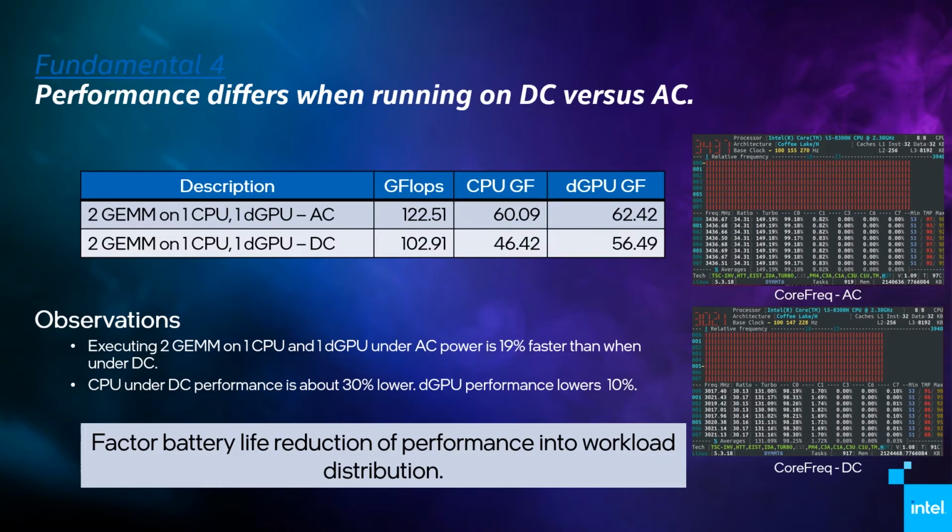And the far right shows a tool called Core Frequency that actually confirms what the frequency of the CPU was when executing these workloads. So just a screenshot to show you what was going on there. Maybe an interesting tool for you to take advantage of. So the call out here, the fundamental is factor battery life reduction of performance into your workload distribution. So if you're going to run a fair amount of the time under battery, you may have a different partitioning of your algorithm between what runs on the CPU versus the GPUs.